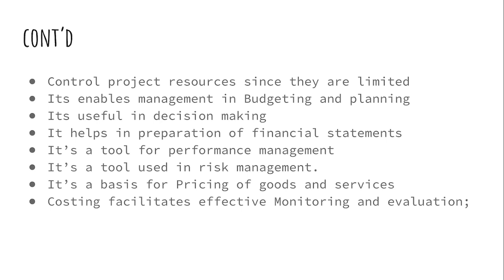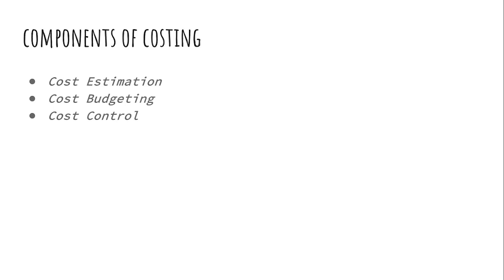You can see, vis-a-vis the costs that were incurred on the activities, what is the output or the performance of the project. It can be a tool used in risk management. If there is a risk that you foresee to occur and you want to manage it, you can use costing to manage that risk. Then it's a basis for pricing of goods and services, and it also facilitates effective monitoring and evaluation.